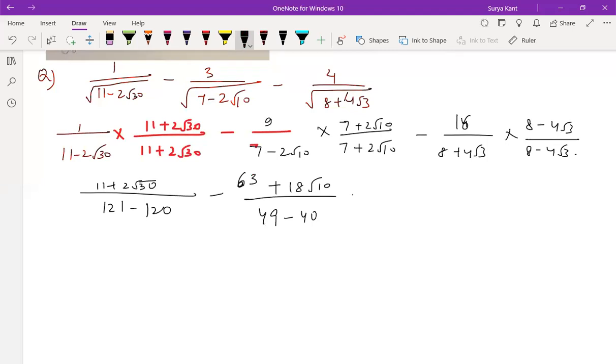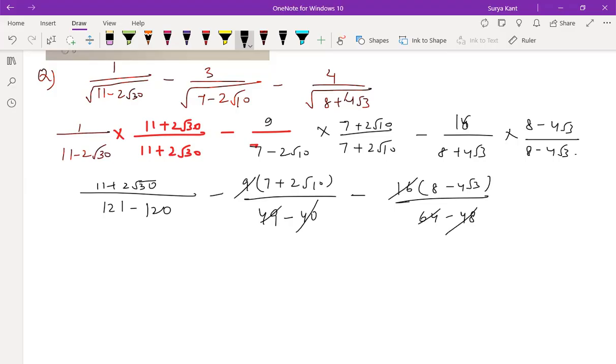This is easy only, right? See, you just take 9 as it is, and in the bracket you write 7 plus 2 root 10. This will get cancelled, understood? Then minus 16, in the bracket you write 8 minus 4 root 3. 8 8s are 64 minus 4 squared is 16, 16 3s are 48. So here this will again get cancelled with 16.